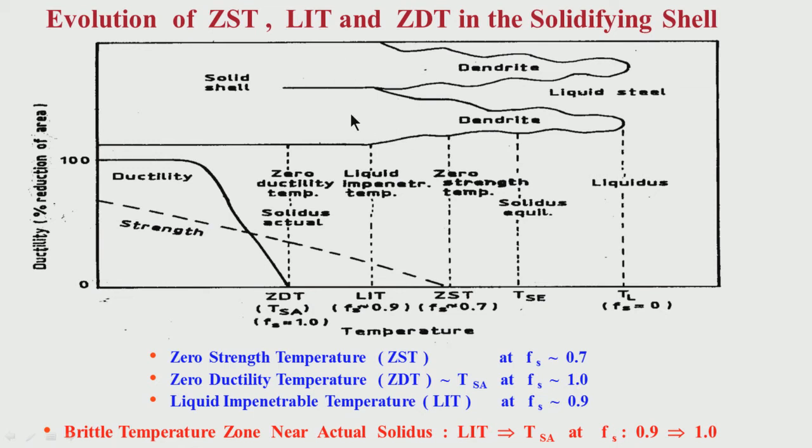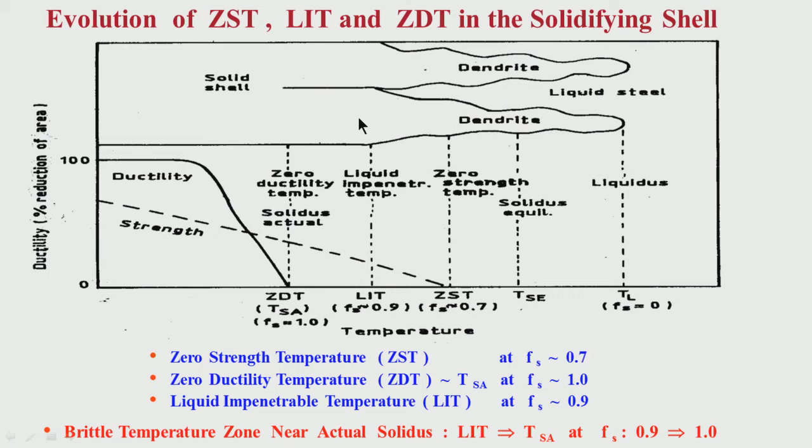Whatever cracks will form in the dendrites, they cannot be healed up by the liquid steel. So the whole idea is to try to avoid this temperature region. How will you avoid this? By cooling relatively faster. You do not allow much time for the dendrites or the solid shell to remain in this temperature region. That way you can avoid this region. You do not allow them to be in this region for a large amount of time.